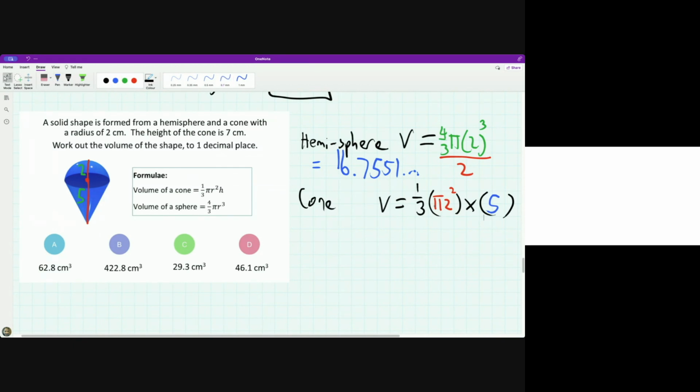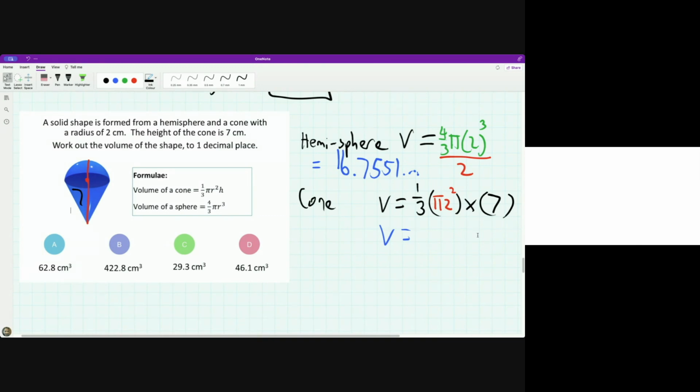1/3 times pi times 2 squared, which is 4, times 5. That gives me, at the moment, just 20.94. And if I add those two together, is there anything which is about 36 or 37? No. So they must have referred to this thing as the 7, as in the height is just basically here. This thing is 7. In which case, let's see if that changes this.